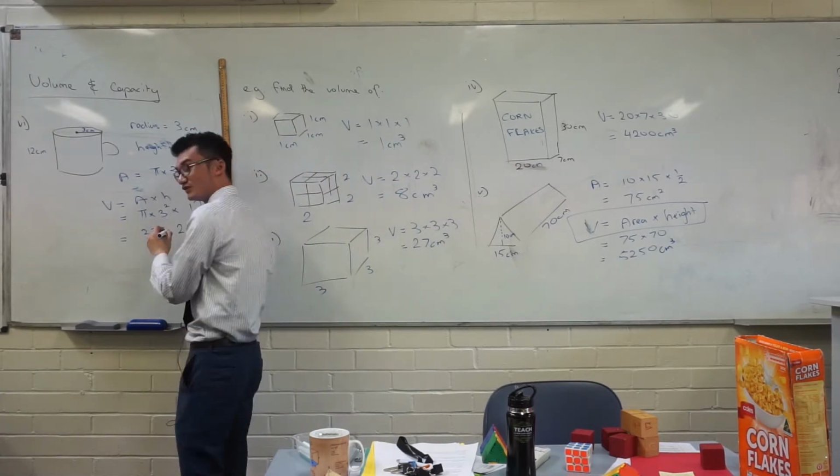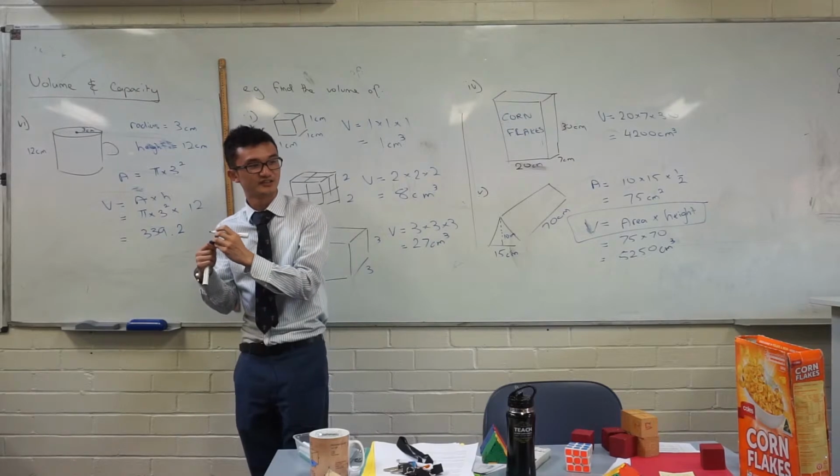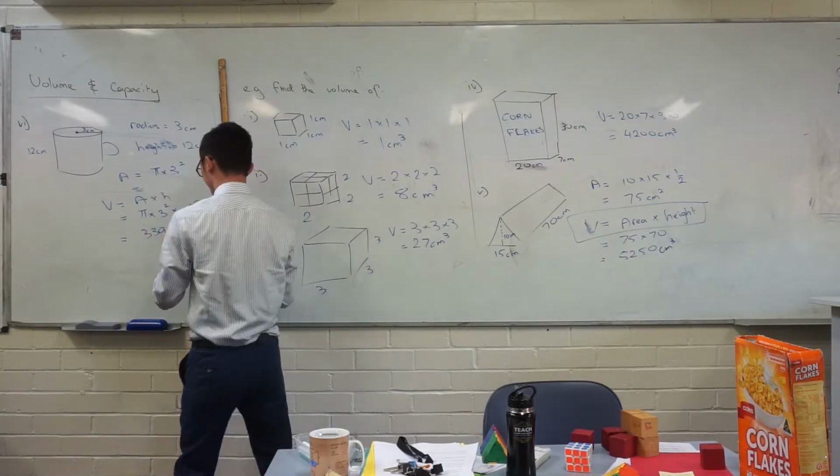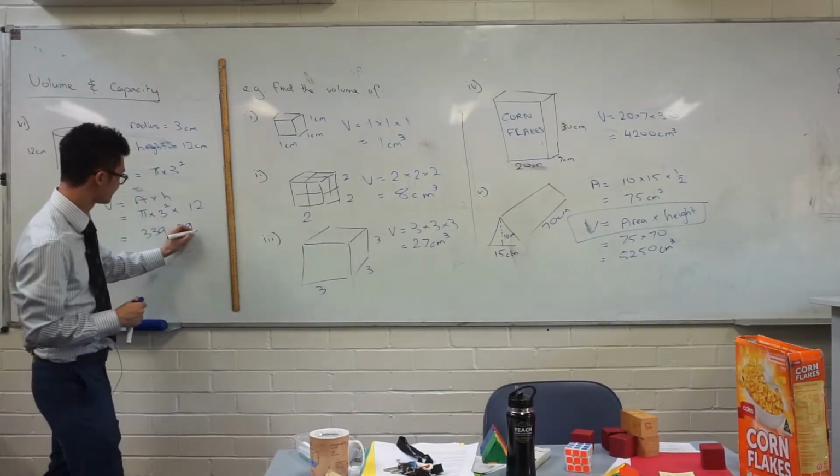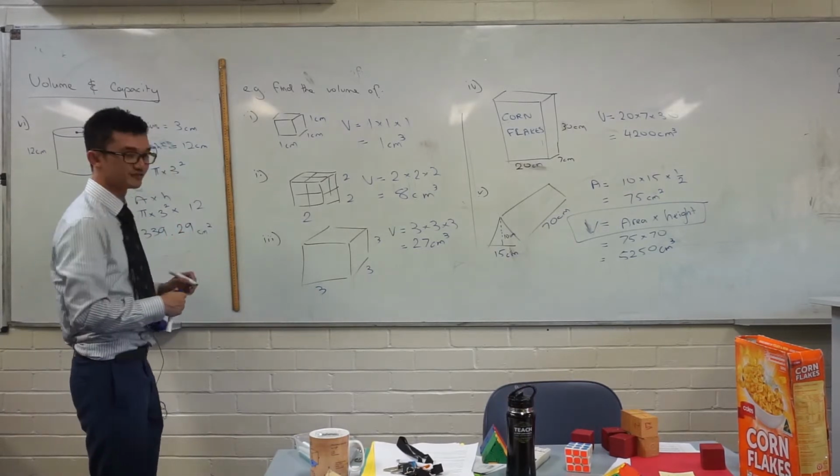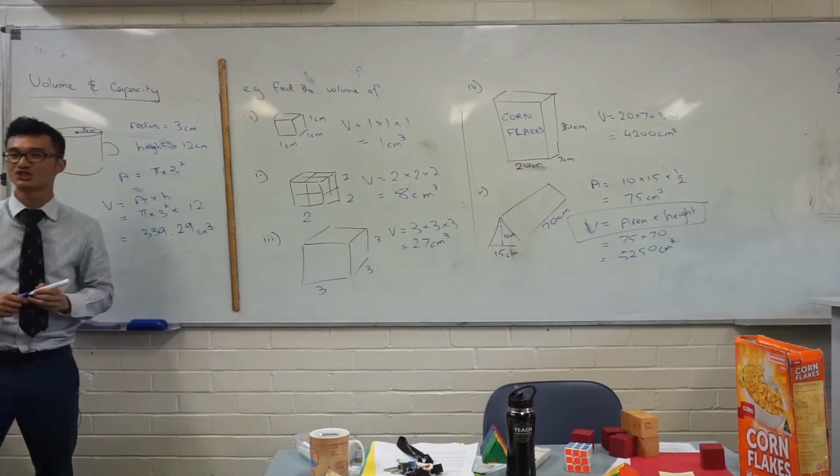339.29. Is that to 2 decimal places? Yeah, we'll do 2. Maybe it should be 3. Okay, then that's fine. All right. Any questions, Momo?